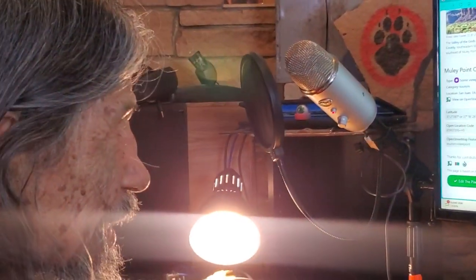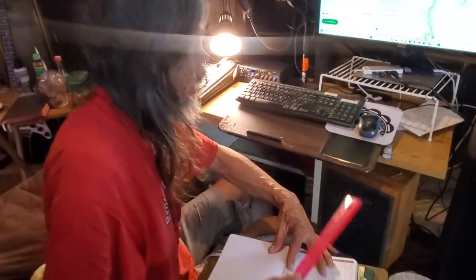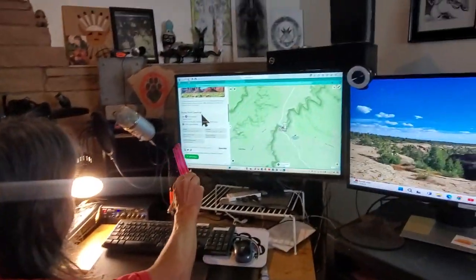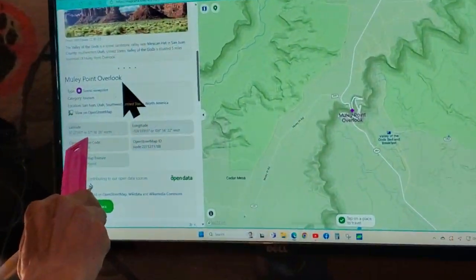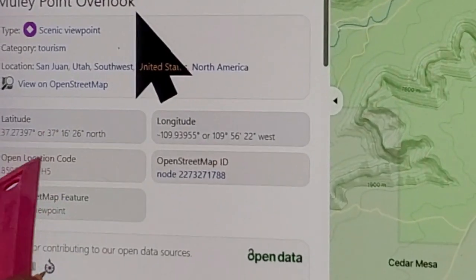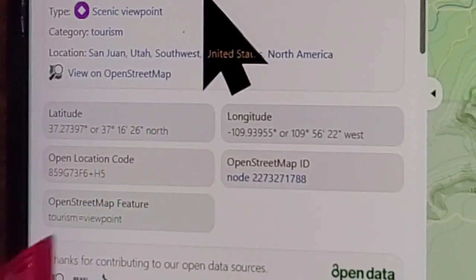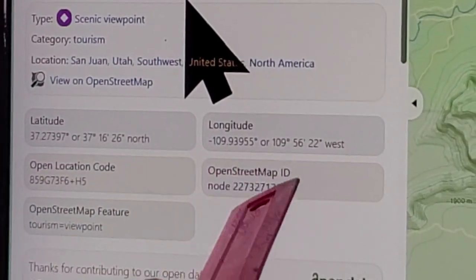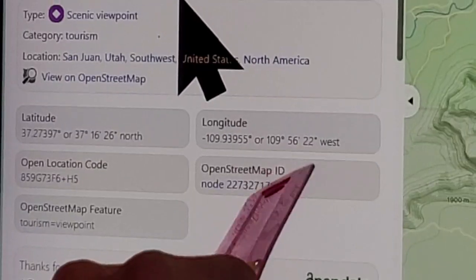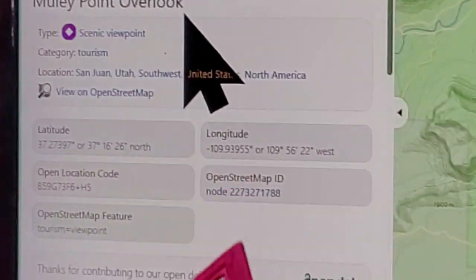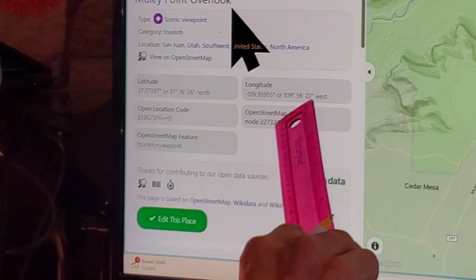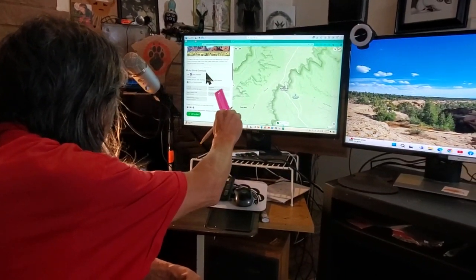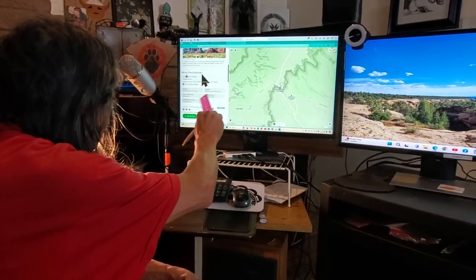What I haven't told anybody is that I knew about Muley Point a while back, but I need to explain to you how I know about Muley Point. You see the latitude here, 37 degrees, 16 minutes, 26 seconds north. The longitude is 109 degrees, 56 minutes, 22 seconds west. To do my mapping, these are important, don't get me wrong, but they're usually at 0, 25, and 75, and fractions on modern man is a headache.